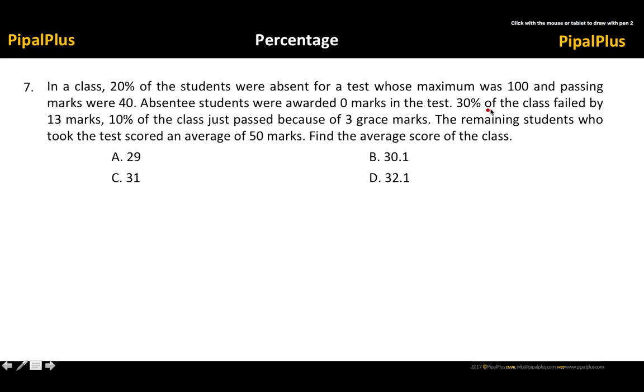Now 30% of the class, and notice that this is not 30% of the students who took the test, this is just simply 30% of the class, they failed by 13 marks, that is they got 40 minus 13, 27, right?